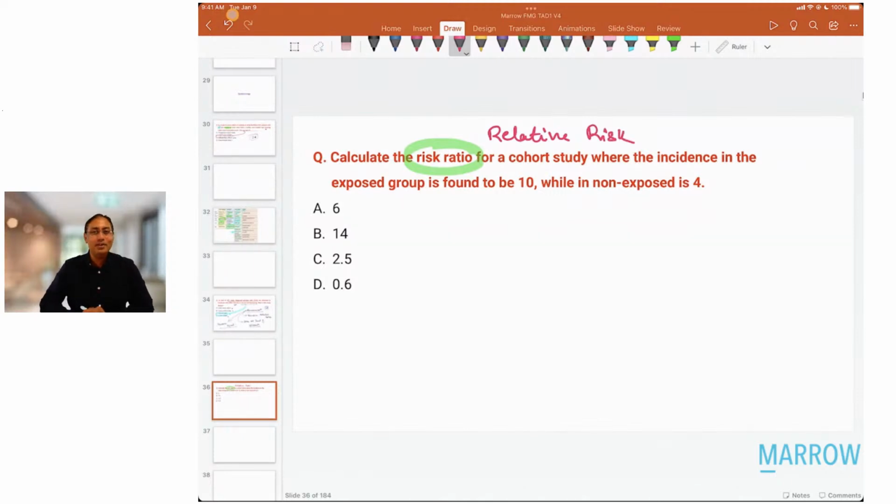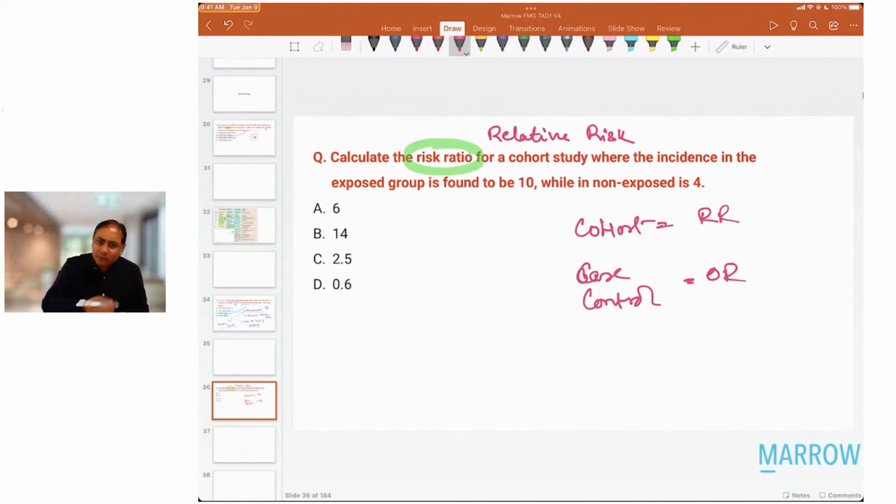Where do you calculate relative risk? You calculate relative risk in cohort studies. In cohort studies, you calculate the relative risk. In case control studies, what do you calculate? In case control studies, we calculate the odds ratio. What is the formula for relative risk? Relative risk is given by the formula incidence in the exposed group divided by incidence in the non-exposed group. That is the formula for relative risk.